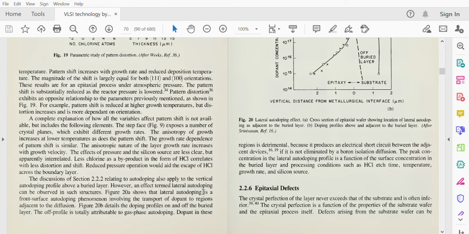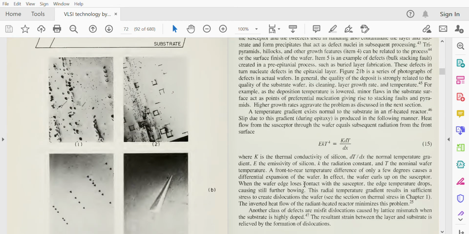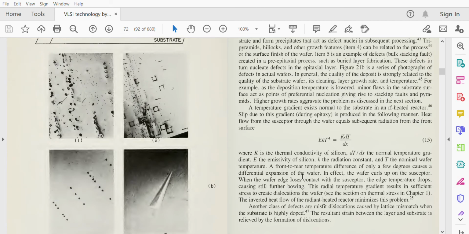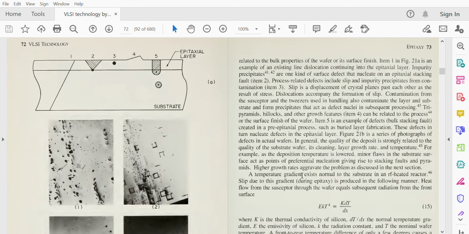The next topic is epitaxial defects. The crystal perfection of the layer never exceeds that of a substrate and is often inferior. The crystal perfection is a function of the properties of the substrate wafer and the epitaxial process itself. Defects arising from the substrate wafer can be certain diagrams of defects related to the bulk properties of the wafer or its surface finish. So a defect can be the property of the bulk and also the property of the surface.